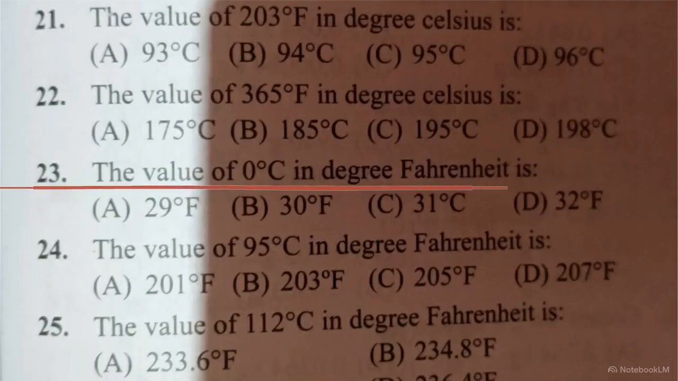Question 23 asks for the Fahrenheit equivalent of 0 degrees Celsius, a useful baseline temperature. Using our decimal shortcut, 0 times 1.8 is 0. Add 32, and we land on option D, 32 degrees Fahrenheit.